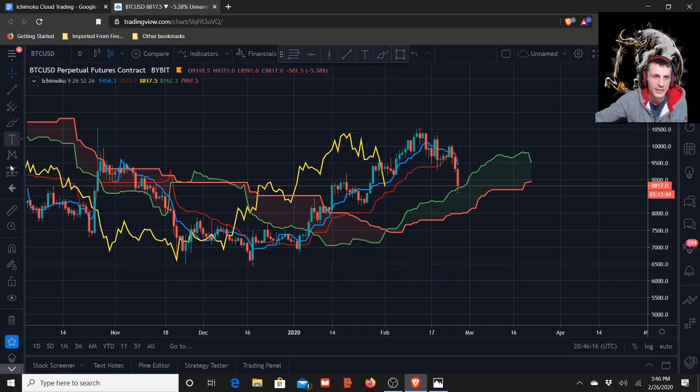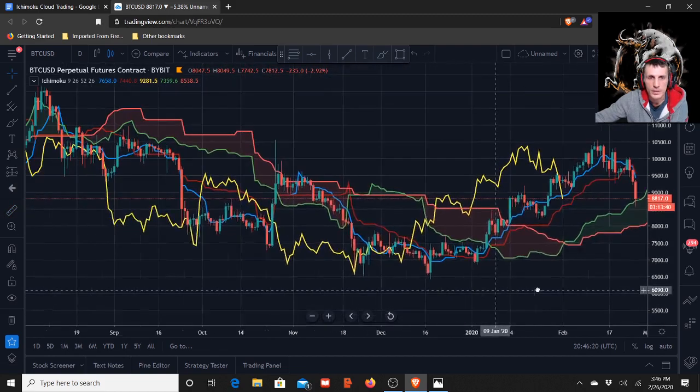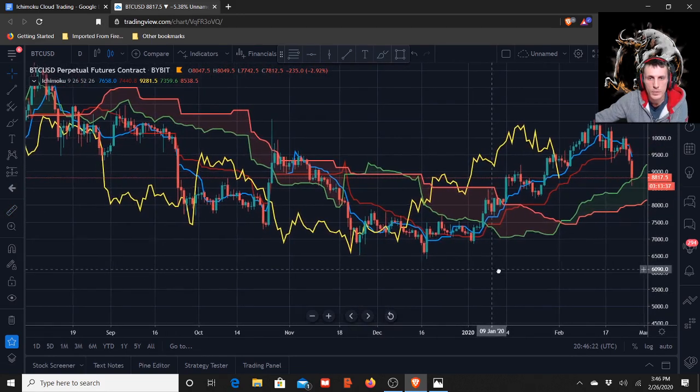And you can use the lagging span too, like, let's find a good example.